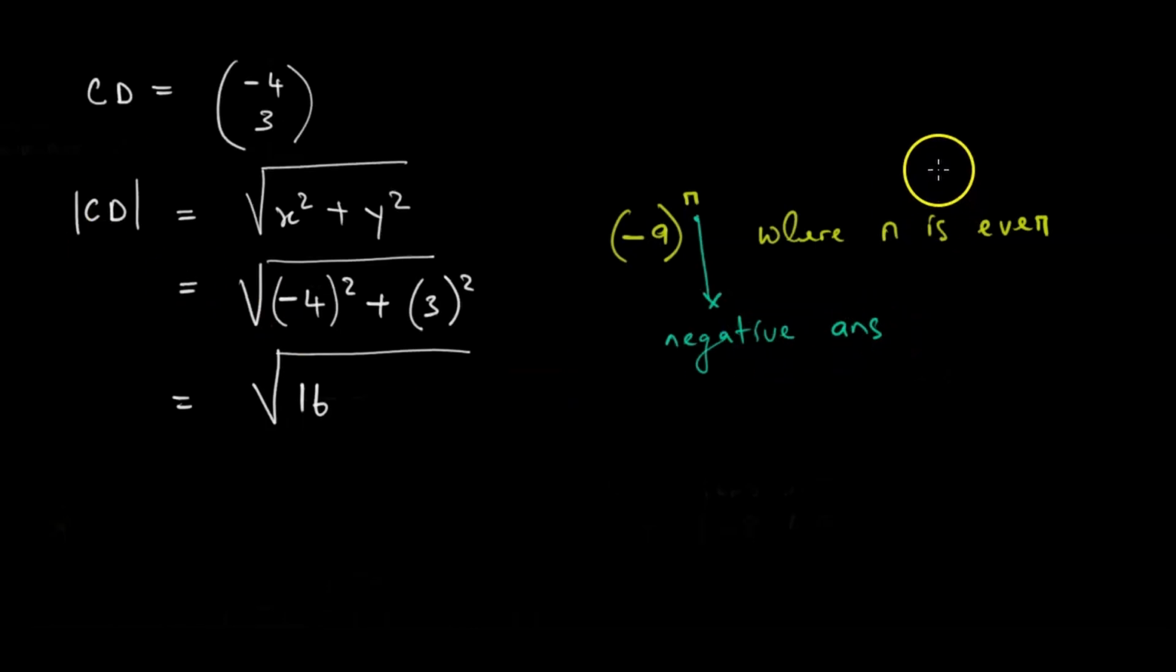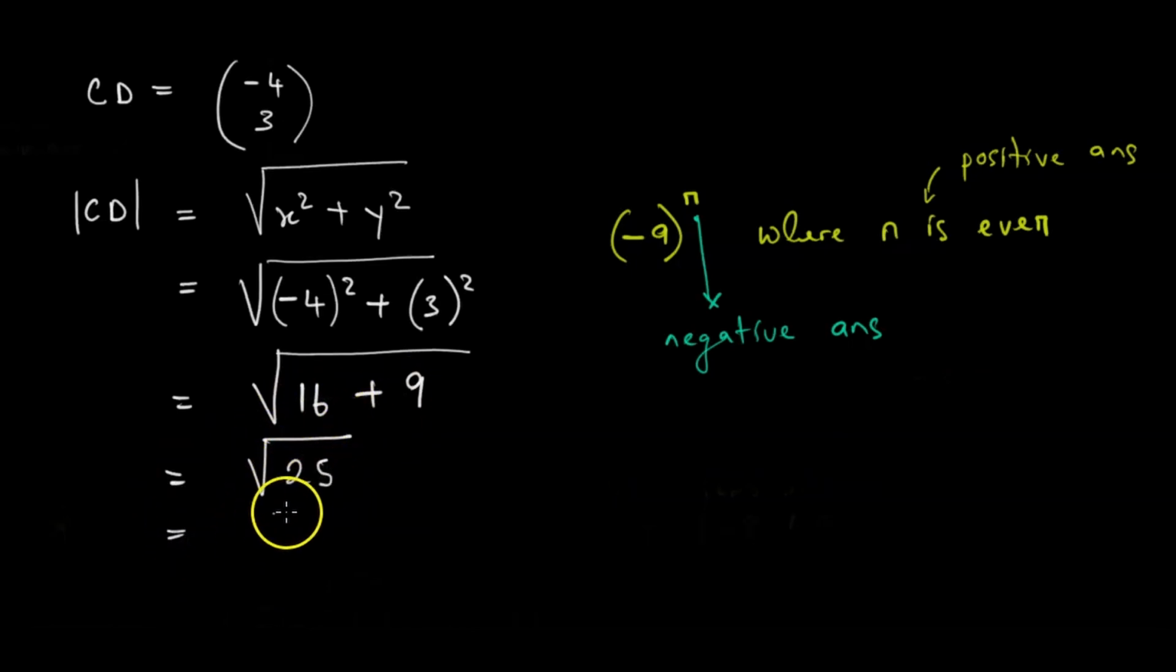Then with apple we get a positive answer. So this is something you should know. So going back to our question, minus 4 squared, we saw that it is 16. This is plus 3 squared, which is 9. So this is equal to the square root of 16 plus 9, that is 25. Meaning our answer is going to be 5.